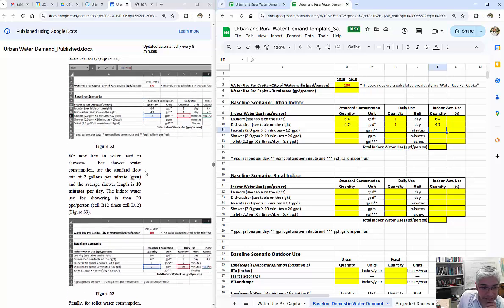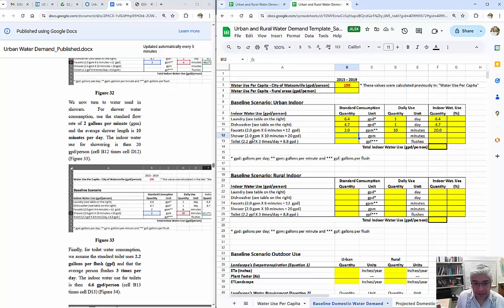Next one, for faucets, we're gonna use faucets that use 2 gallons per minute. And we estimate that we use about 10 minutes per day. Again, that's how much per day. And the same for showers.